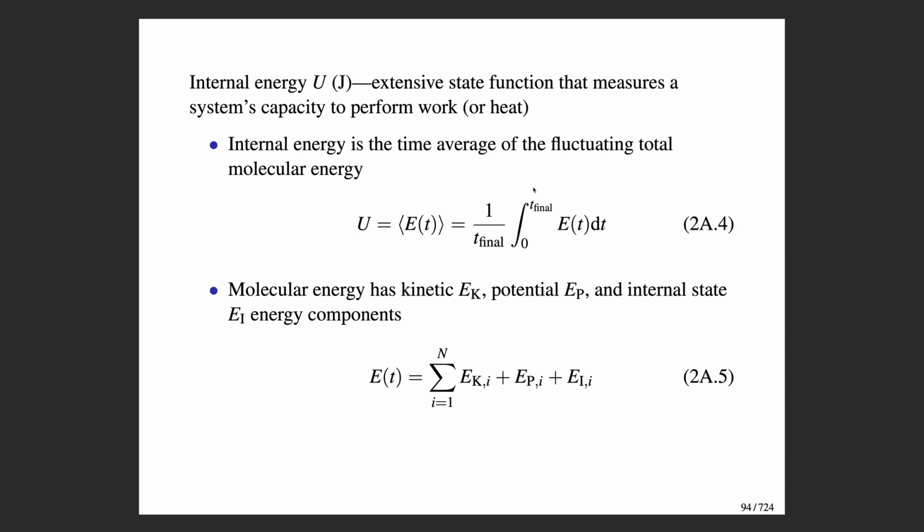This slide introduces us to the idea of the internal energy of a system. So this is a property of the system. Okay? Work and heat are not properties of the system or the surroundings. They're properties of a process. However, the internal energy is a property of the system. So it's an extensive property.